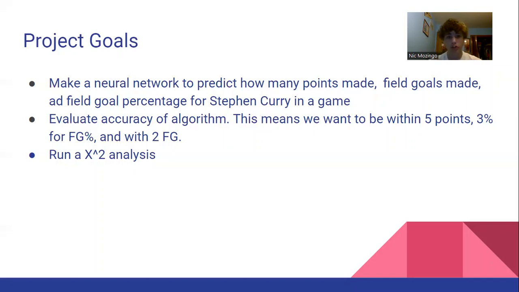My other goal was to evaluate the accuracy and to have an accurate neural network, which I'm going to be running a chi-squared goodness of fit test, which basically is going to be seeing how close our predicted values are to our observed. And my other accuracy goal is to be within 5 points, 3% for field goal percentage, and 2 field goals made.